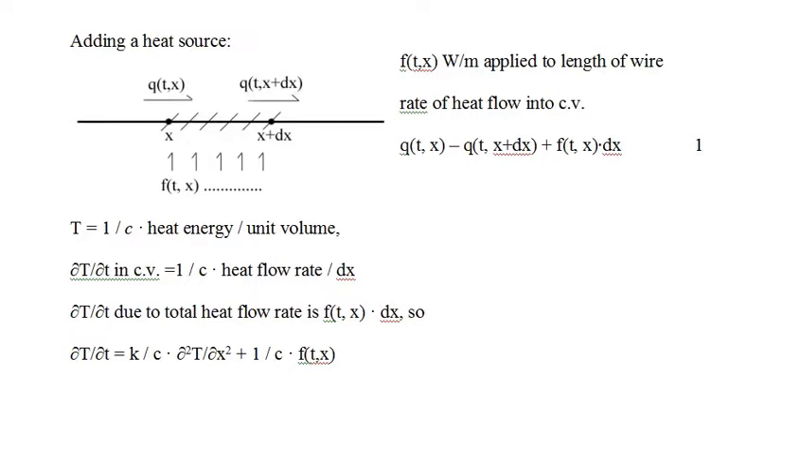Recall that the time derivative of temperature in the control volume equals 1 over c times the heat flow rate per unit volume. The heat source adds to the heat flow rate per unit volume, and the amount it adds is f of t comma x times dx, the heat flow rate, divided by dx, the volume, which evaluates to f of t comma x. So the heat source adds 1 over c times f of t comma x to the time derivative of temperature, and the differential equation including the heat source is the time derivative of temperature equals k over c times the second partial derivative of temperature with respect to x plus 1 over c times f of t comma x.